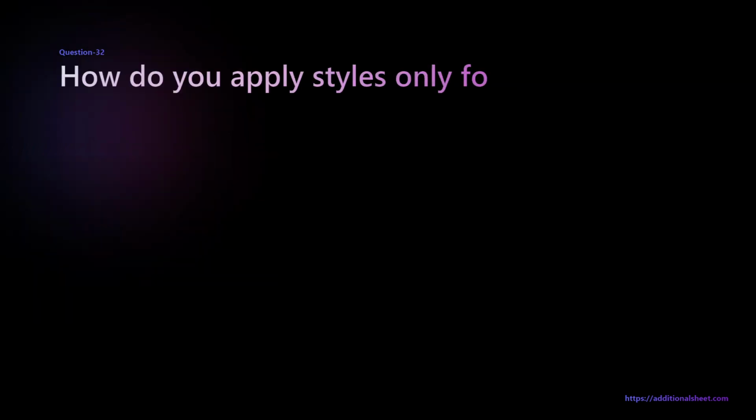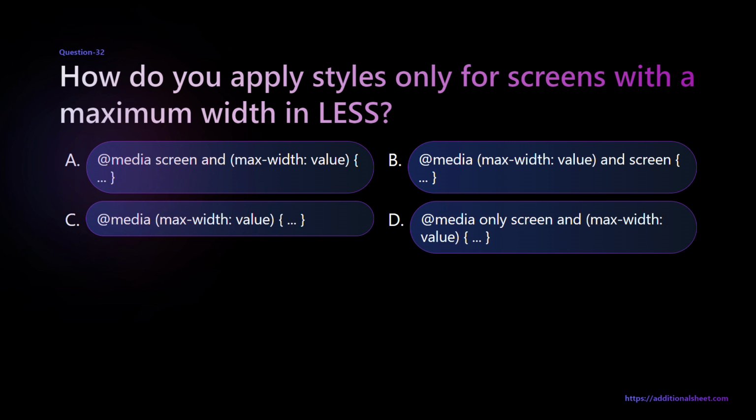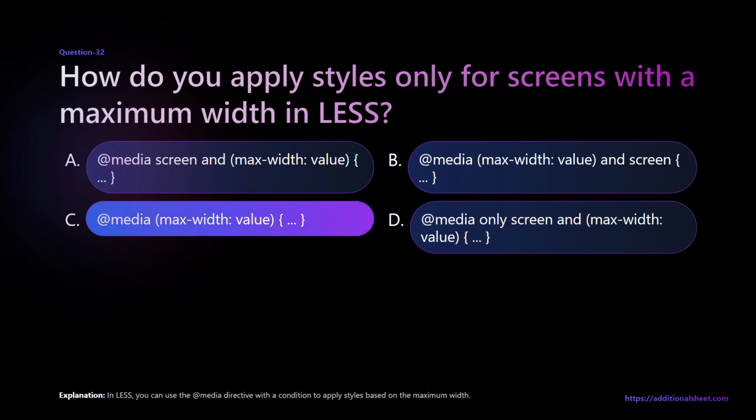How do you apply styles only for screens with a maximum width in Less? Option A, media screen and max width value. Option B, media max width value and screen. Option C, media max width value. Option D, media only screen and max width value. The correct answer is option C, media max width value.